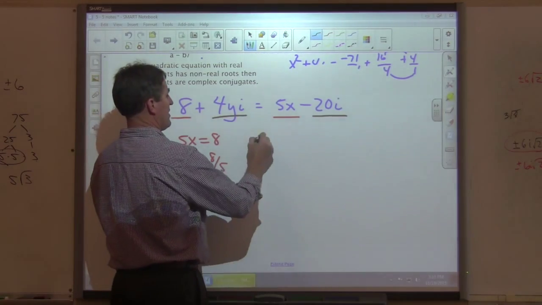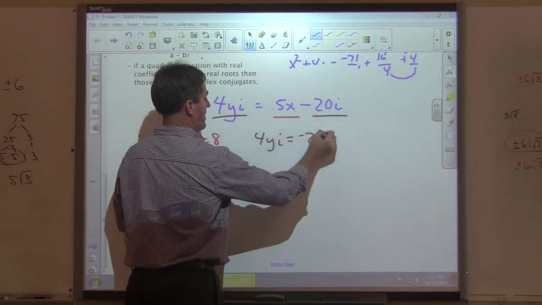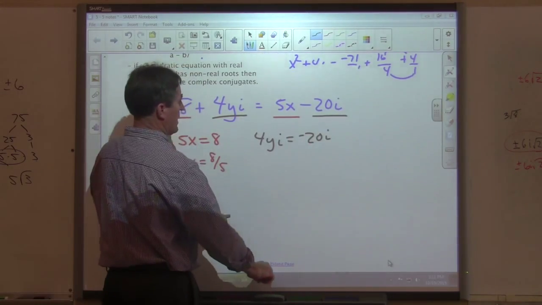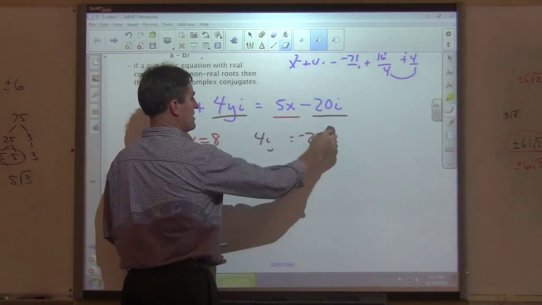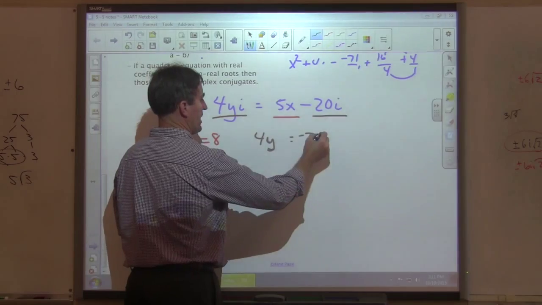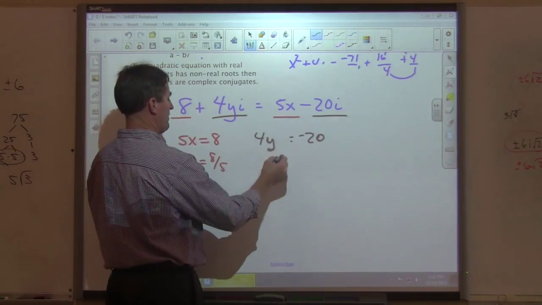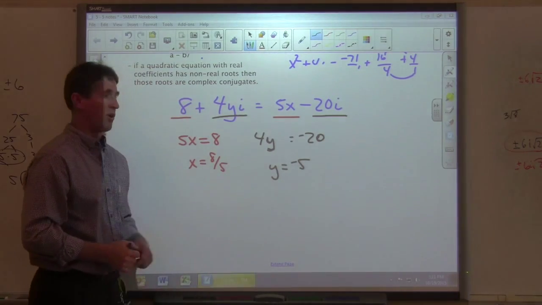And then we take the imaginary part, the 4yi and the negative 20i, those also have to be equal. So you could write the i in, but it doesn't make any difference because we can divide by i. The only thing that's important is that the 4y has to equal the negative 20. And so now we divide by 4, so y equals negative 5, and that's how you solve those.